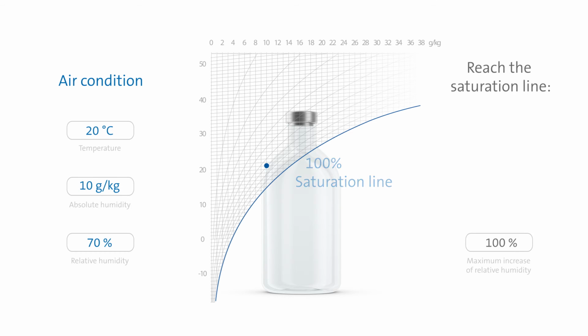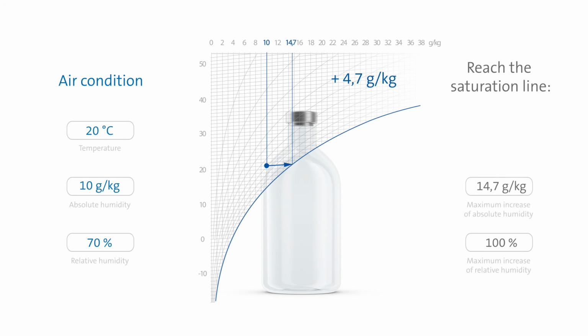We also know that the air will reach the dew point line if absolute humidity increases by 4.7 grams of water per kilogram of air. And we know that the air in this state will also reach the dew point line if it cools down by at least 6 degrees Celsius.